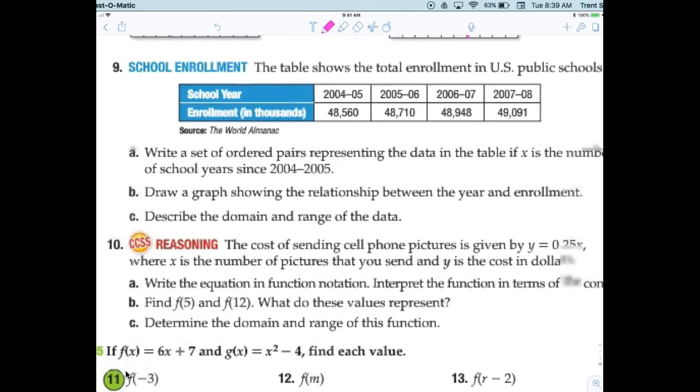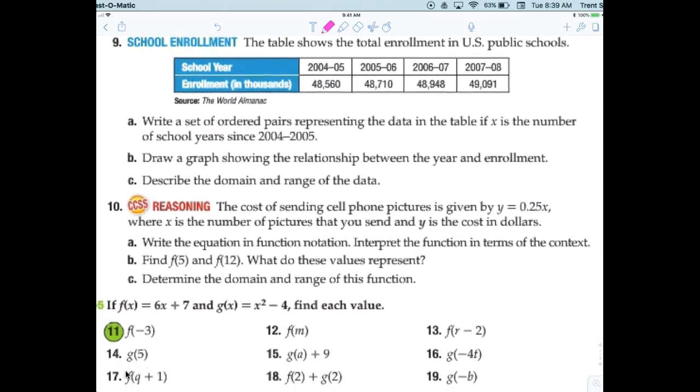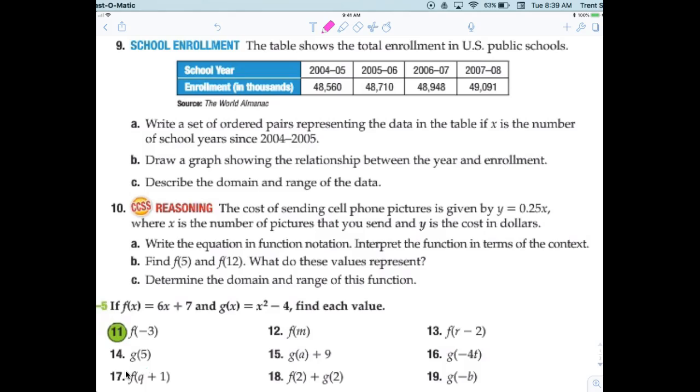All right, now this is the most important thing we do. On your SATs, they always ask you about tables and charts, and you got to read carefully. All right, so here we go. The table shows the total enrollment in U.S. public schools, from 2004 to 2005, there were 48,560, 48,710, 48,000, 49,000. Write the set of ordered pairs representing the data in a table.